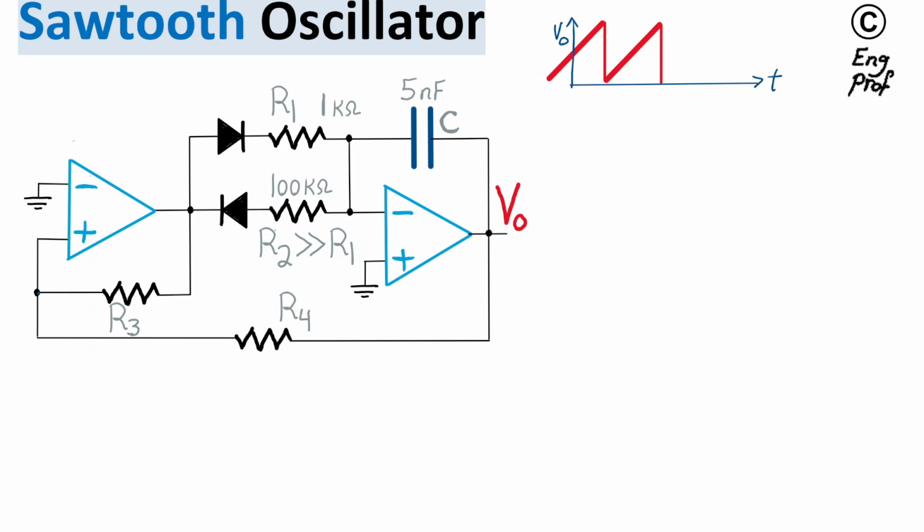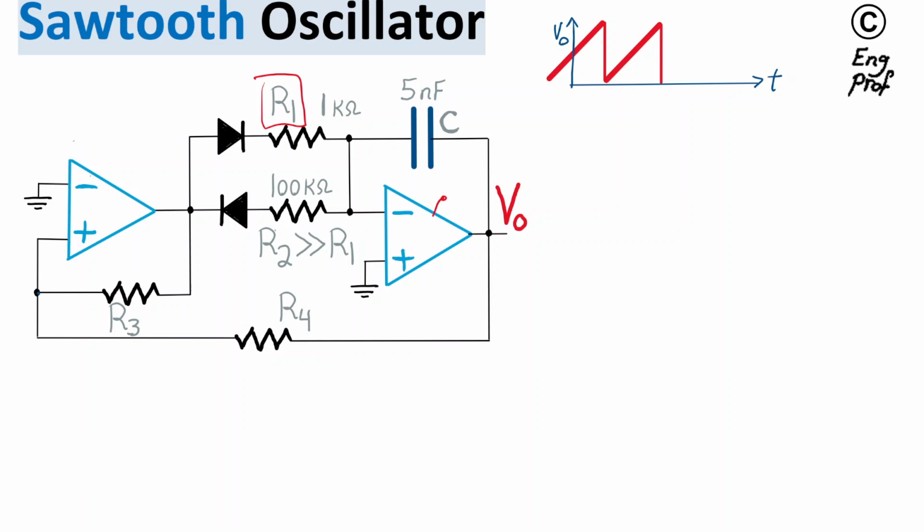Okay, so the components we have are, aside from the 2 operational amplifiers and 2 diodes, 1 cap, 5 nanofarad in this case, 1 resistor R1, and also resistor R2 that is required to be practically much larger than R1, and also R3 and R4 as you can see. So we'll find that period as a function of these components.